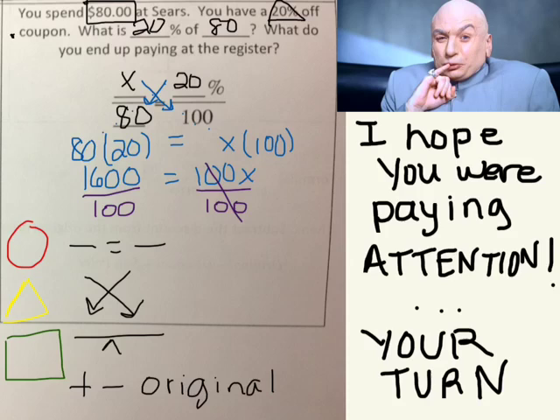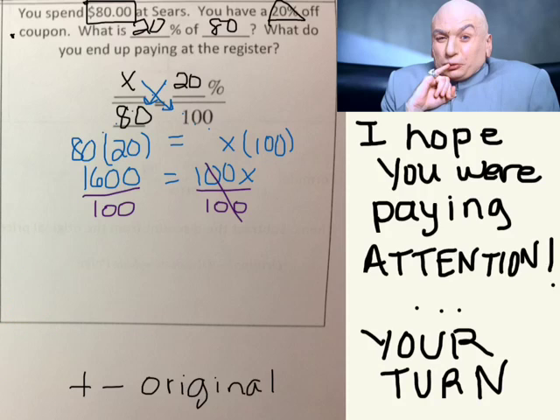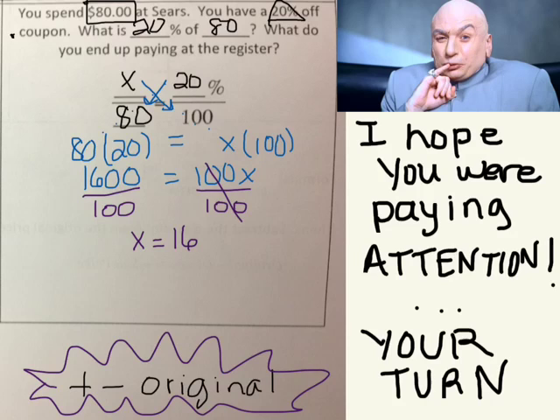So let me clear some space here. X ends up being 16. So now my last step, add or subtract from the original amount. What was my original amount? My original amount was $80.